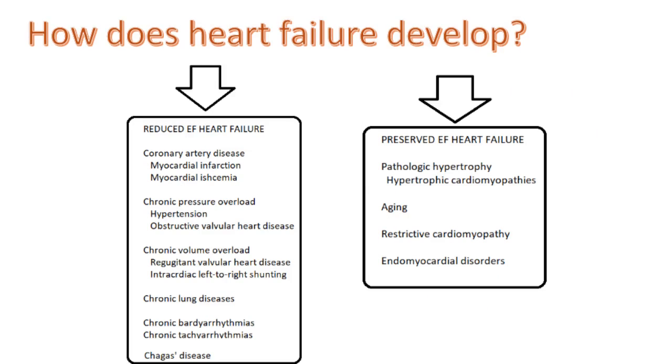For example, reduced ejection fraction heart failure or systolic dysfunction can be caused by several diseases such as coronary artery disease, hypertension, congenital heart diseases that cause left-to-right shunts, also by chronic lung diseases such as cor pulmonale. And for example, preserved ejection fraction heart failure can be caused by hypertrophic cardiomyopathies, aging, restrictive cardiomyopathy.